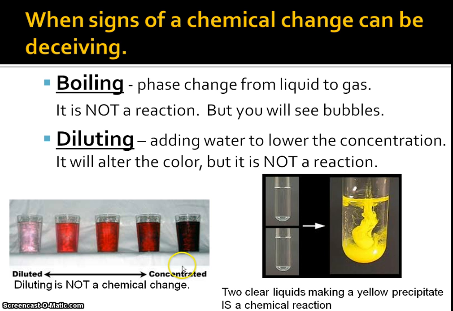If you dilute something, that means you're just adding water to it, which is not actually chemically changing it. But it will look like the color changes. So notice that over here it's light pink and over here it's almost a dark red. So it looks like the color changes, but you're just adding water. So be careful with color change and make sure you think about if it's an actual chemical change or not.